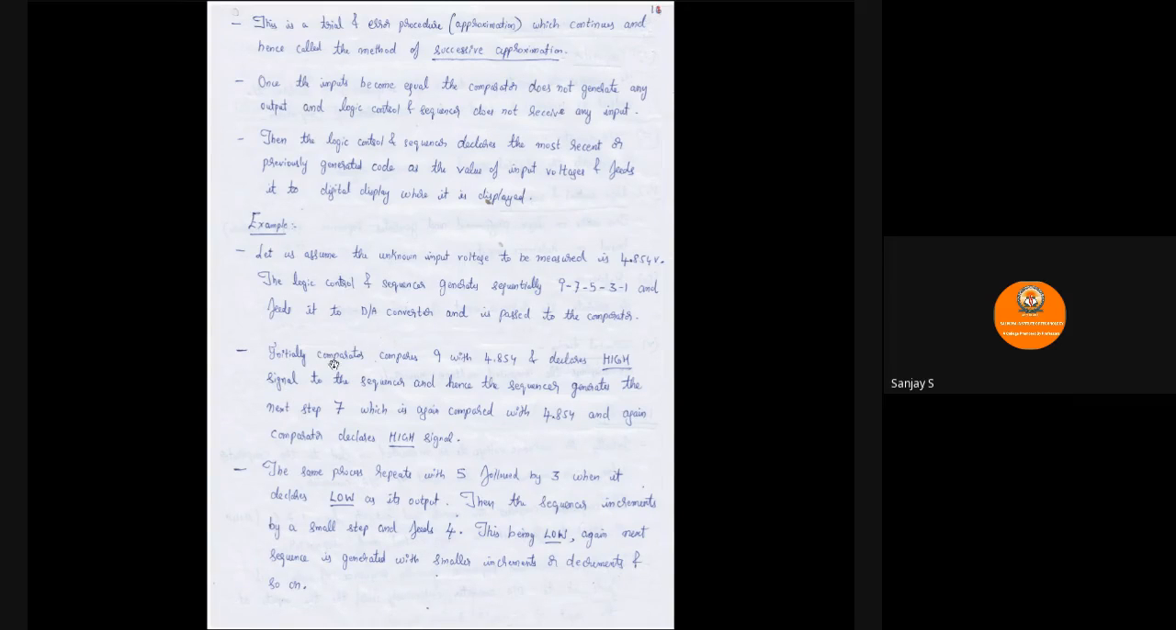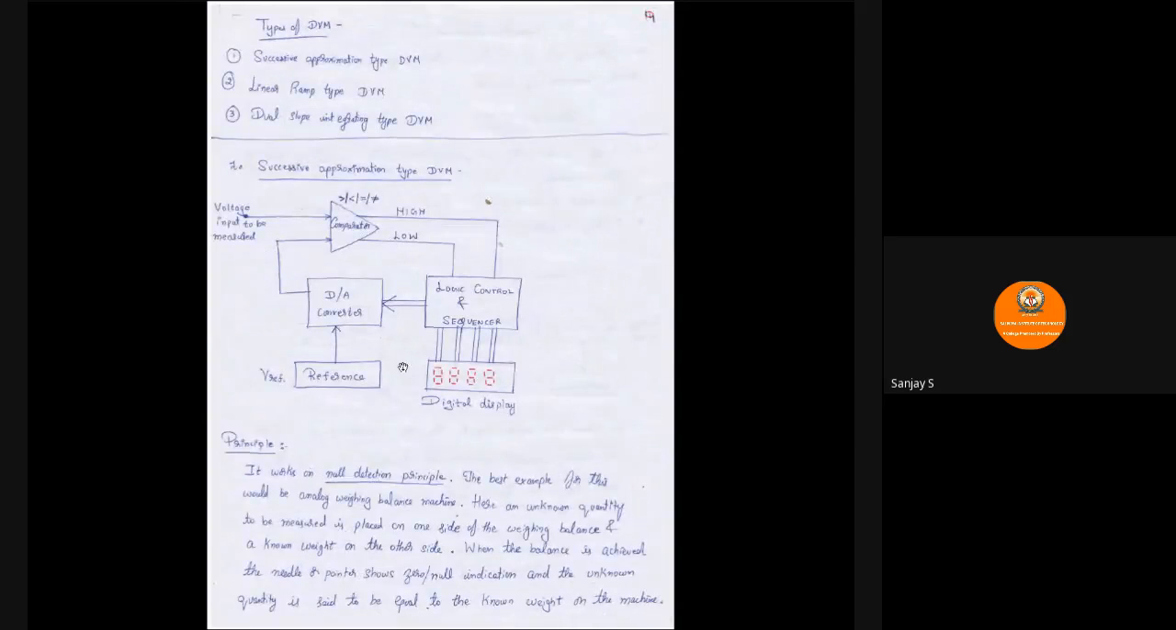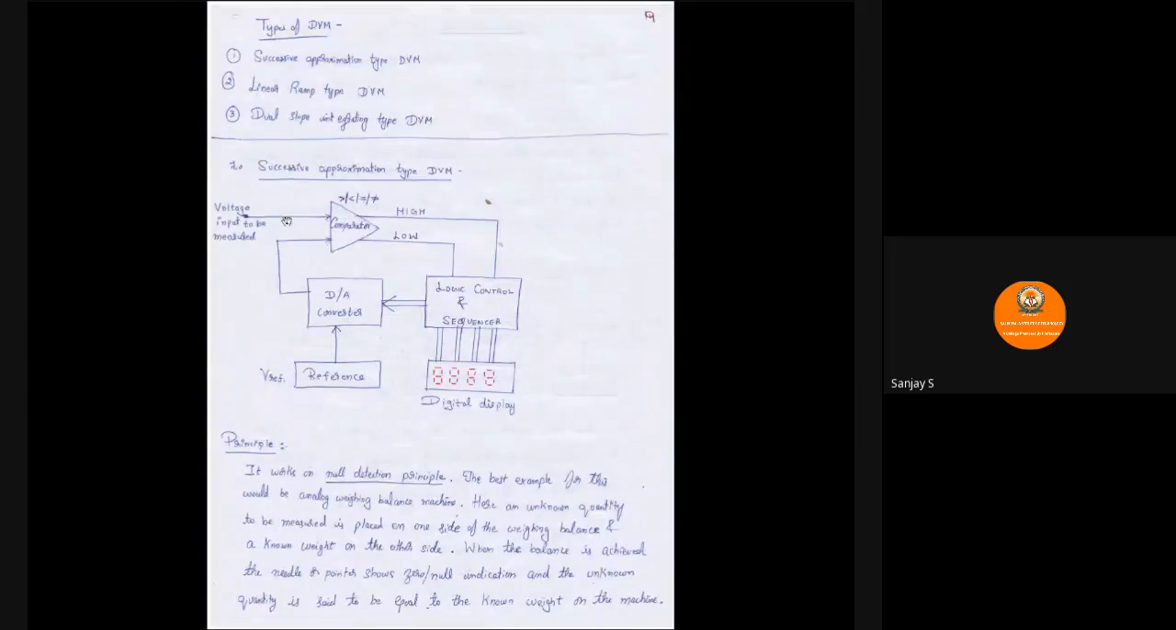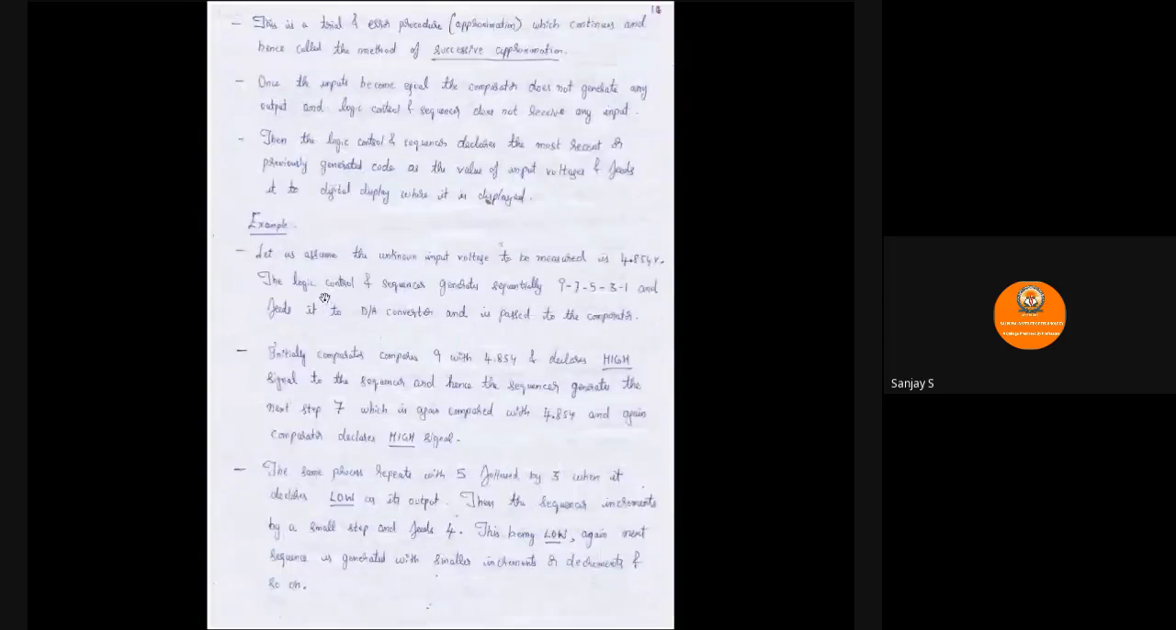So let us see. Initially, the first one that we are going to send from the D2A converter is 9. So logic control and sequencer generates 9 that will be converted into analog signal and fed to the comparator. Now the unknown input, say for example, for us it is 4.854. So 4.854 will be compared with 9. When it is compared with 9, it declares high. That is, our reference happens to be high.